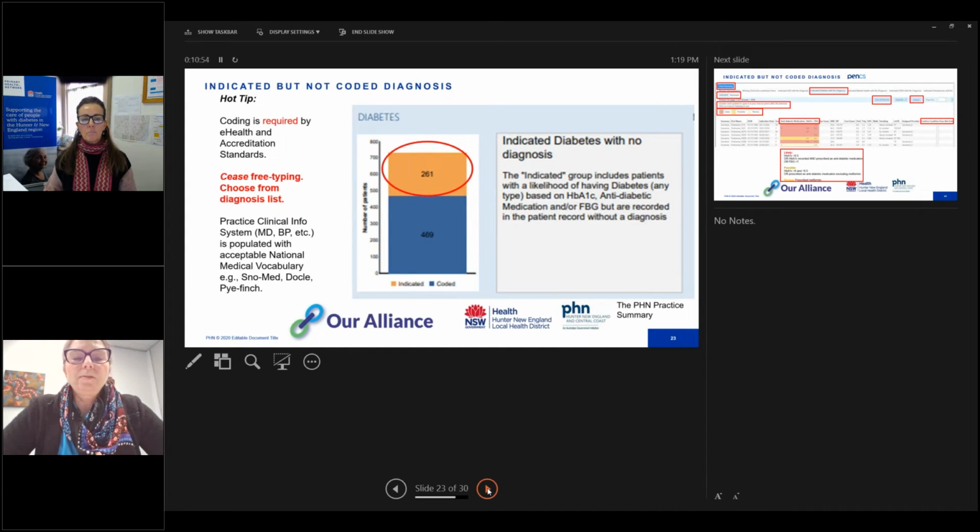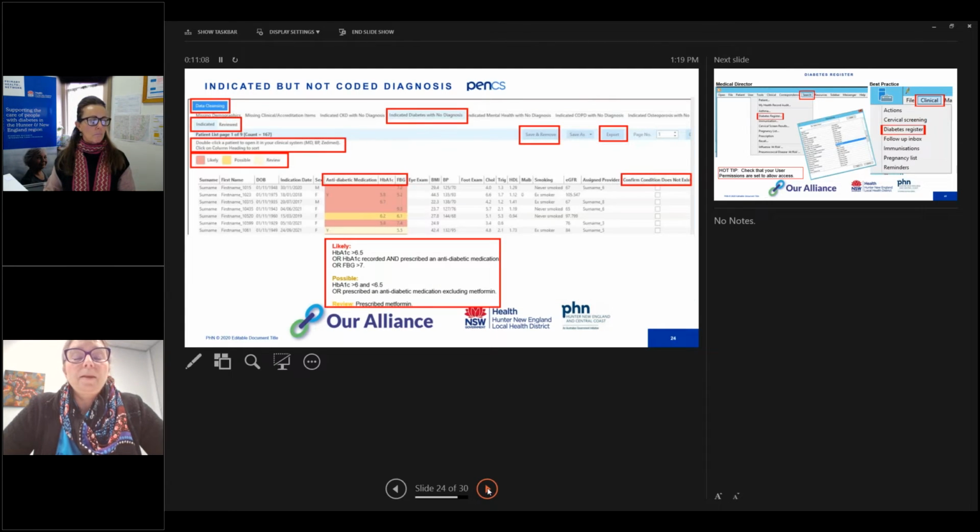So for this particular practice, for example, there's 261 patients whose diabetes is not coded, which means they're kind of invisible to be in these reports. So this is quite a nifty little thing from PenCS. It's in data cleansing in your report, and it's called indicated diabetes but not diagnosed. It can read the anti-diabetic medications, the HbA1c result, and the fasting blood glucose, and it will determine whether a patient is likely, possible, or for review of diabetes that's not coded.